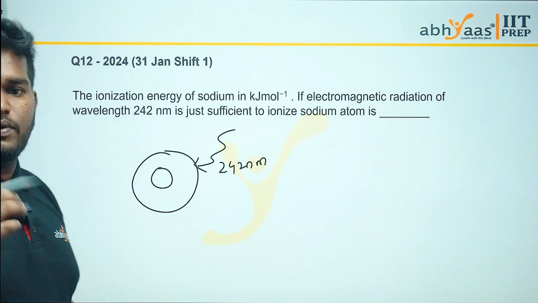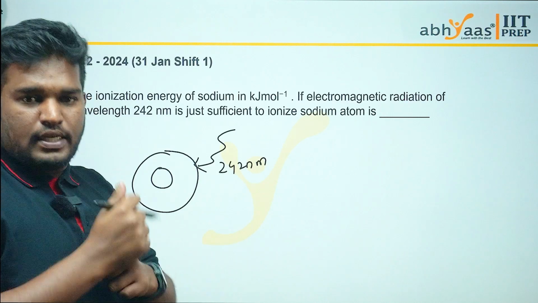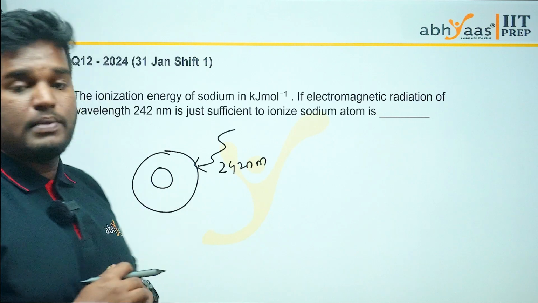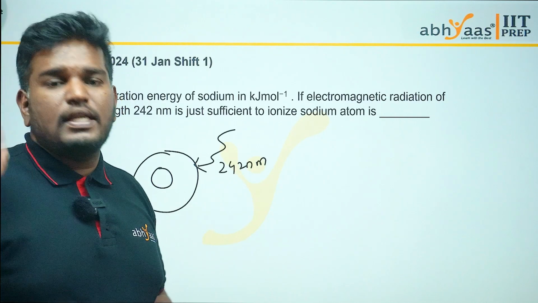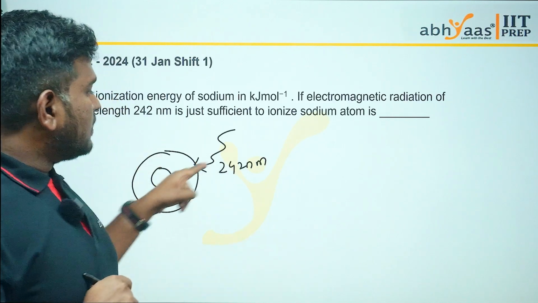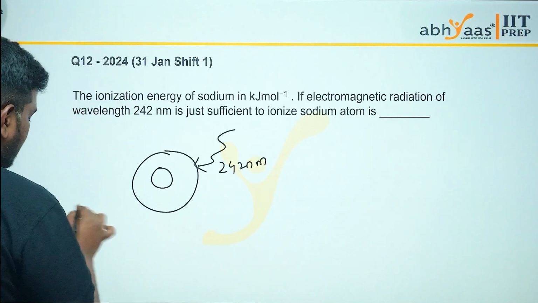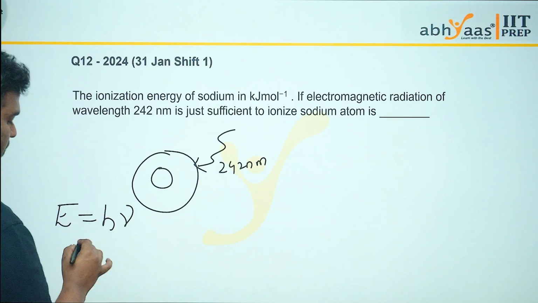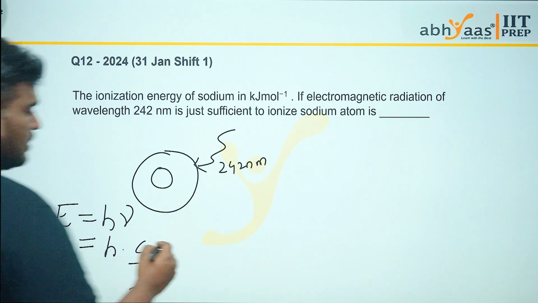You know that it is the energy required to remove an electron. So when the radiation having this 242 nanometer wavelength hits this sodium atom, the electron is being ejected. That means we have to find the ionization energy, and we have been given this wavelength. So how will you solve this question? You know that E is equal to h nu. We can write nu in terms of lambda: nu is equal to c by lambda.